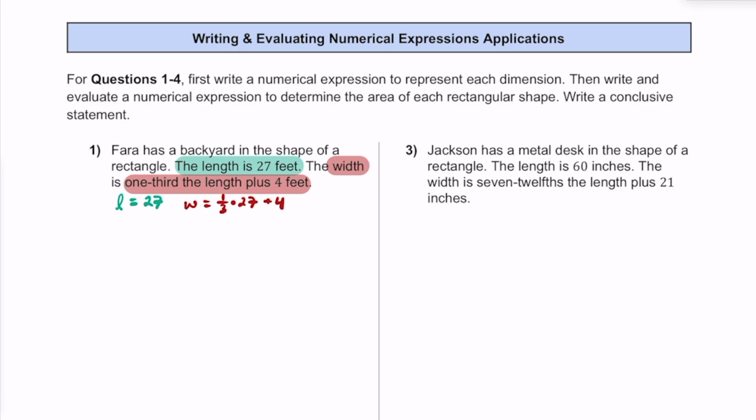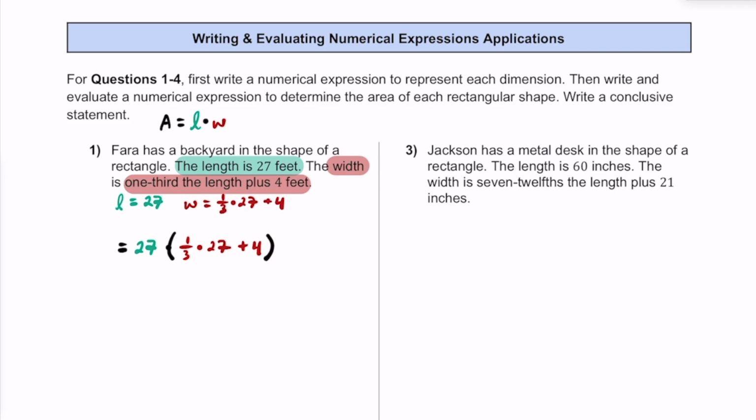Okay, so we need to write an expression to represent the area. Now, keep in mind for rectangles, we have a formula for the area. Area is equal to the length multiplied by whatever the width is. So area equals length times width. If we know the length here is this 27, and we know the width is this expression over here, we can write this expression to find the area, where the area is equal to 27 multiplied by 1/3 multiplied by 27 plus 4. Basically, this entire thing is the width.